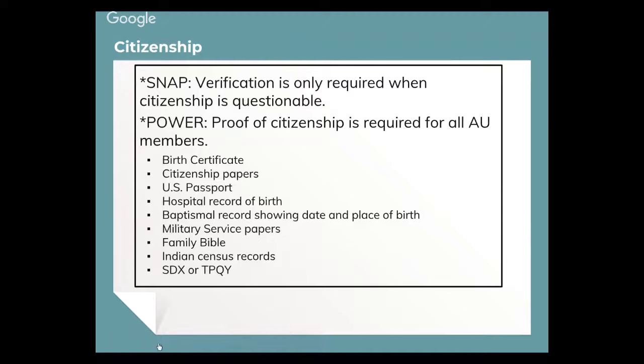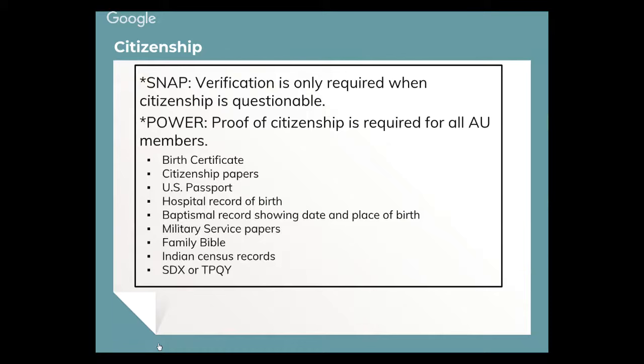All right, moving on to citizenship. For SNAP, we do require verification only when citizenship is questionable. So if you notice that they write on the application that their place of birth is outside of the United States, that would be questionable. Then we want to know what their citizenship status is. For POWER, we do require proof of citizenship for all assistance unit members. So do keep in mind that the two programs do differ, and we need to make sure that we are following policy for that particular program.